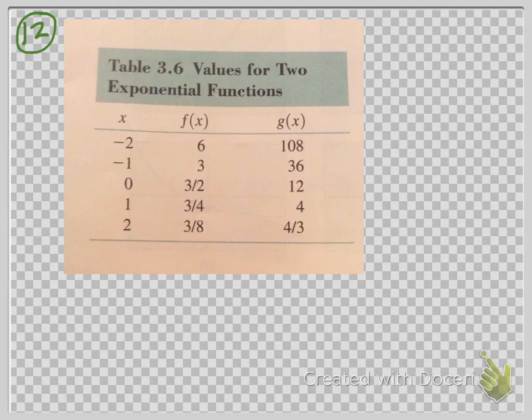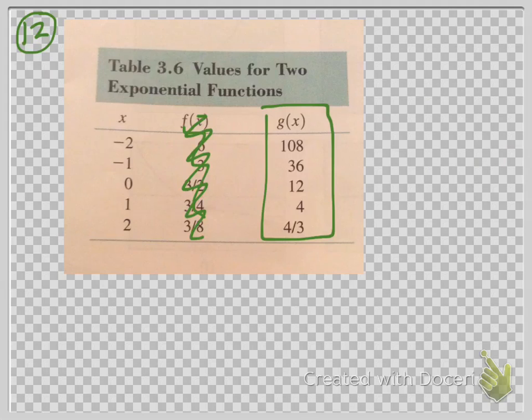Then on number 12, we are told to write the equation for the exponential function for the given table, and f of x we will leave for you to look at on number 11, I believe it is, but our table is the g of x column that we're looking at.